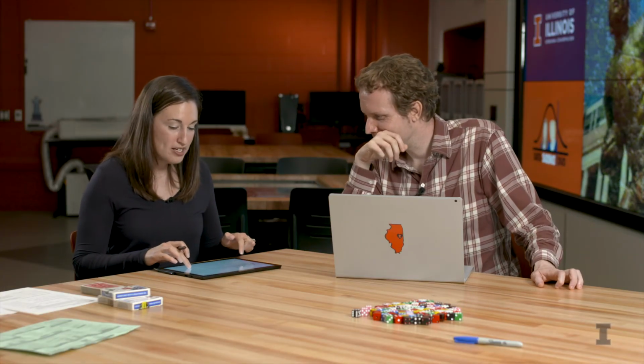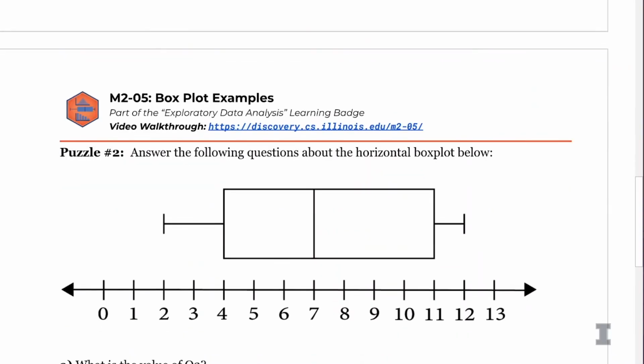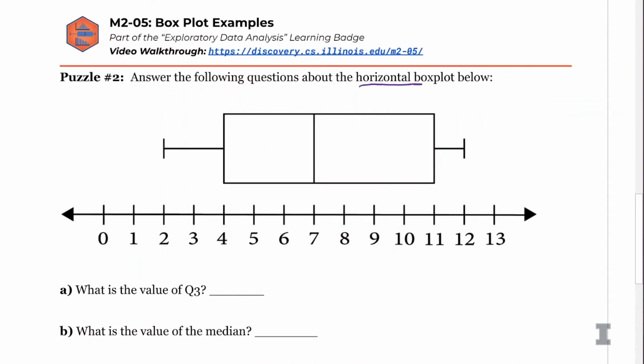So we have one more example. There you go, the horizontal box plot. With a horizontal box plot that I want to go through really quick. So it says to answer the following questions about the horizontal box plot.